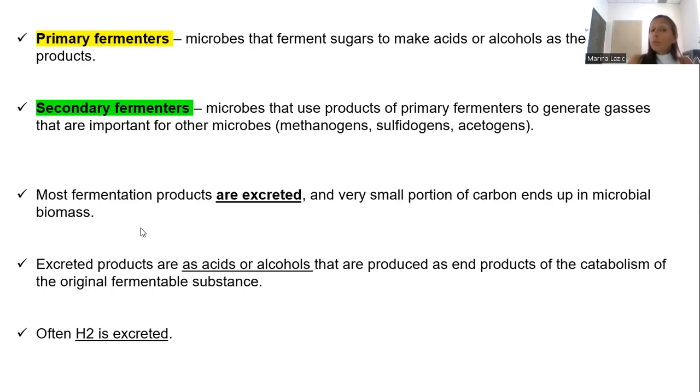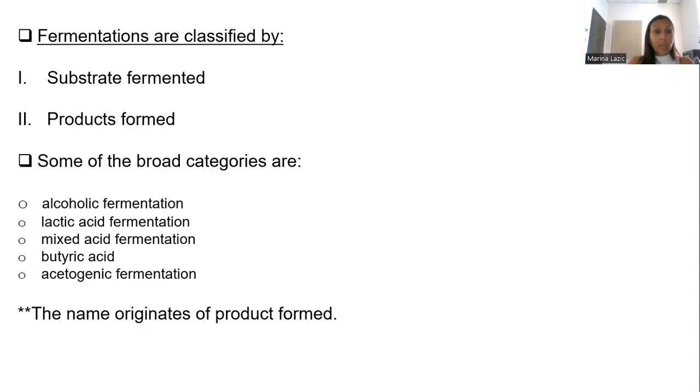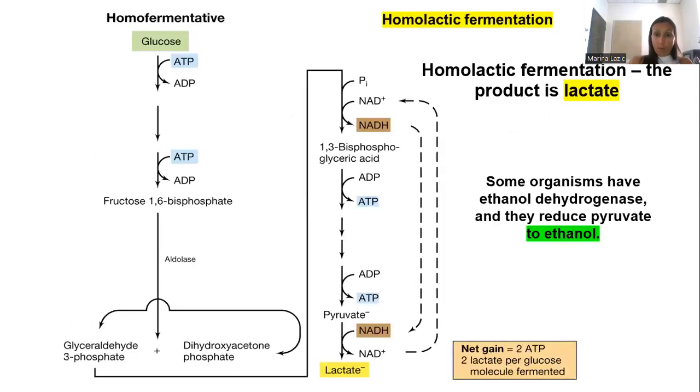So mostly products of fermentation are excreted. A very small portion ends up in microbial biomass. And excreted products are acids or alcohol. They are end products of catabolism. Very often, hydrogen is also a byproduct. You can classify fermenters by the substrate that is fermented or the product that is formed. Broad categories are alcoholic, lactic, mixed acid, butyric acid, or acetogenic fermentation. It would be nice if you know how to recognize these fermentations. Names originate from the product that is formed.